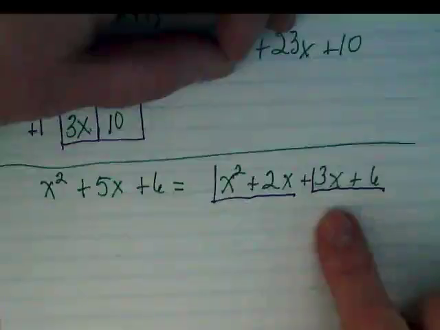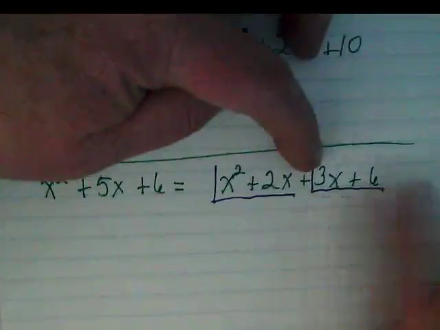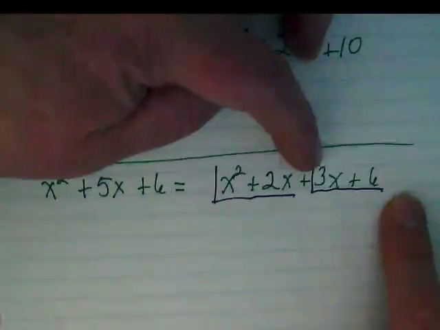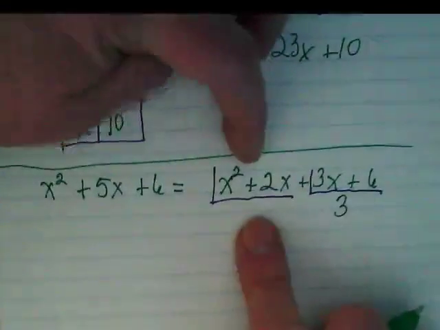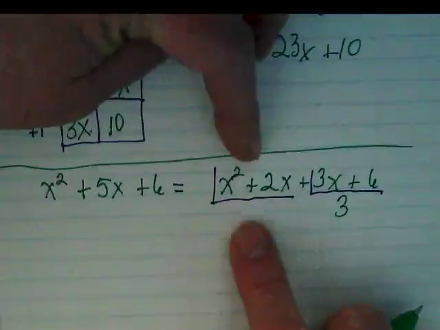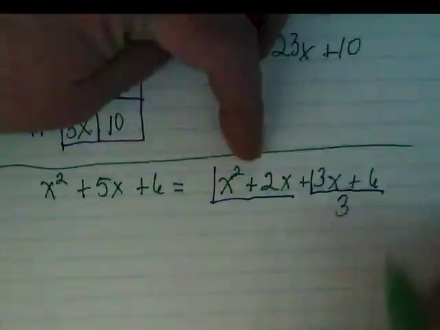What were we looking at here? You guys told me 3 because you saw we could get a 3 out of the 6. That would be the greatest number. So we're going to divide this one by 3. Not 2. X. Just x.